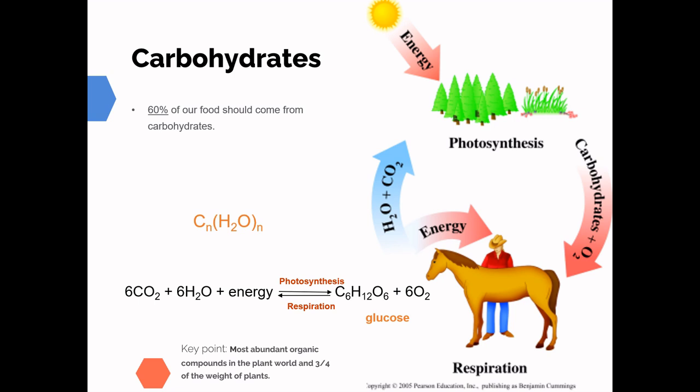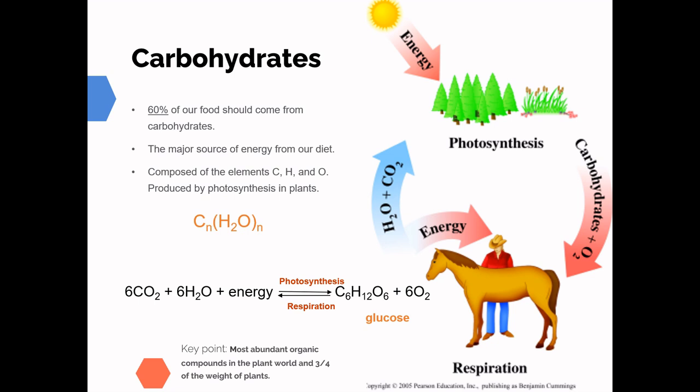About 60% of our food should come from carbohydrates, and they are the major source of energy from our diet. They are composed of three elements, carbon, hydrogen, and oxygen, and they are produced by photosynthesis in plants. This picture depicts how plants produce carbohydrates using sunlight as the major source of energy.